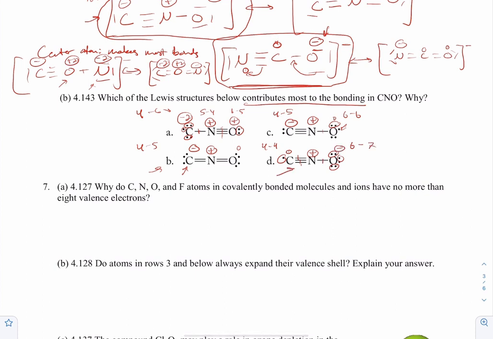So now, not only is this one minimized the formal charge like B and C, it's actually put the negative charge on the most electronegative atom. So I'm going to circle D. D is the correct answer for 6B. Okay, hope that made some sense.